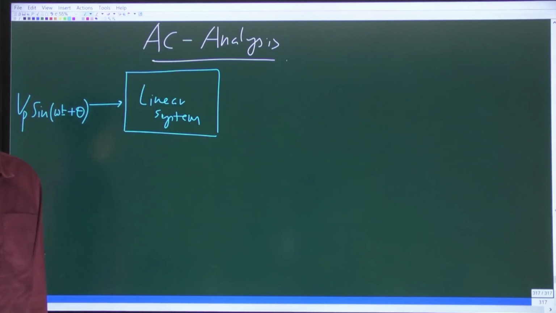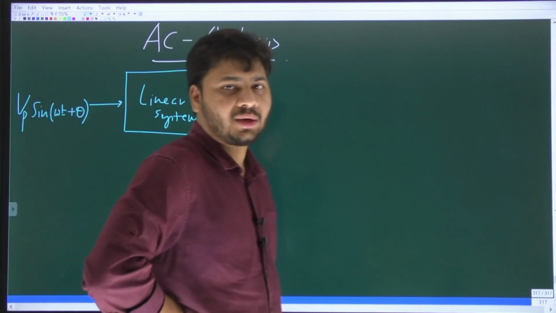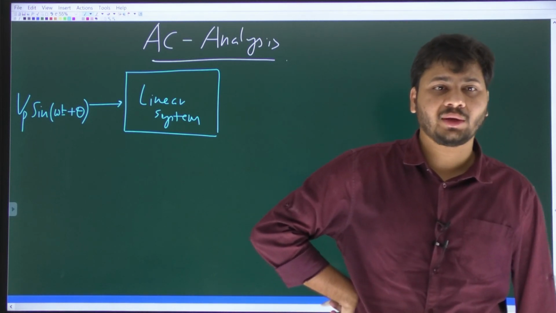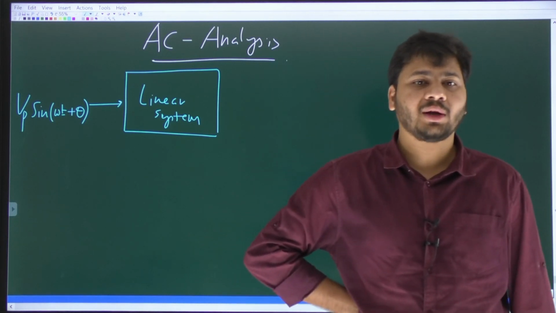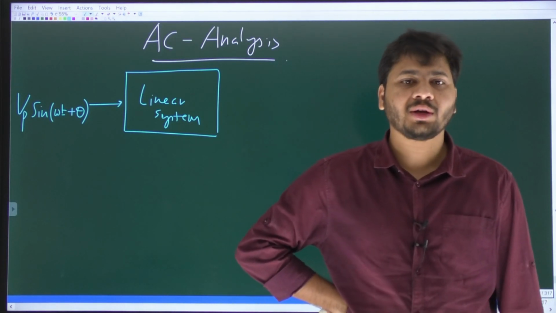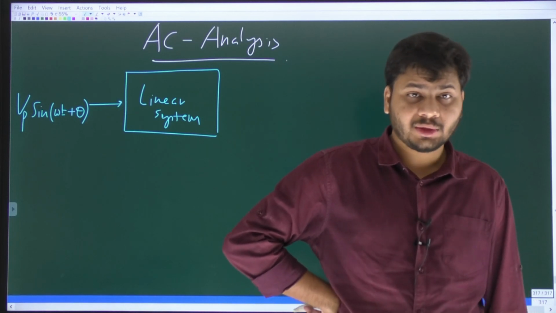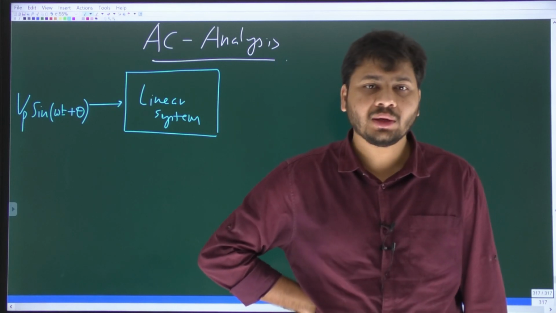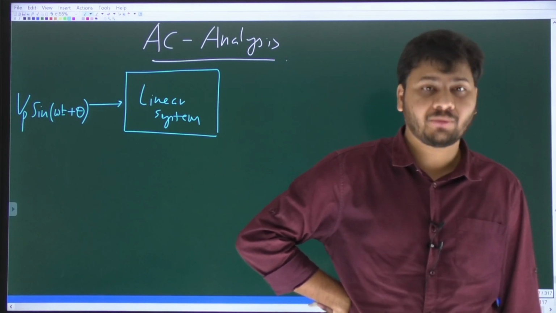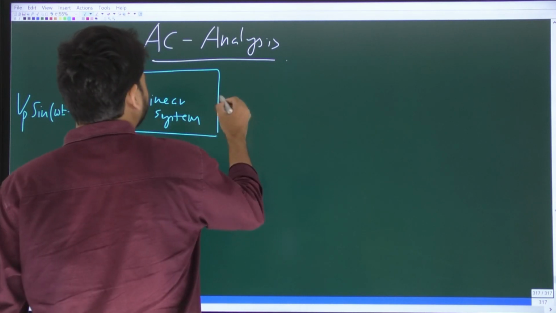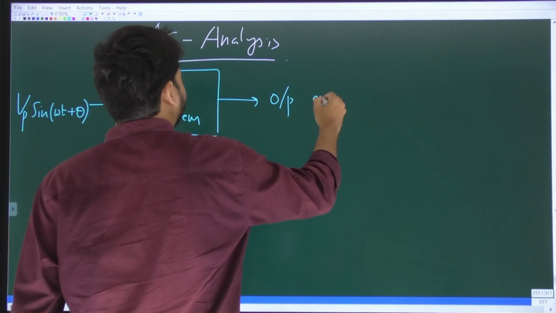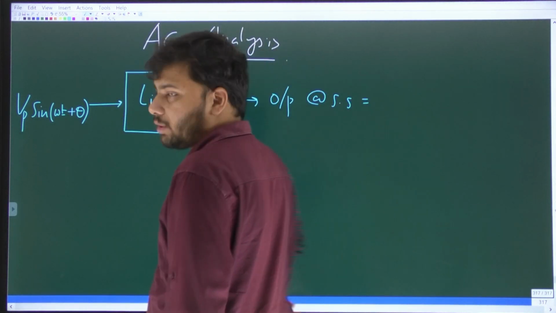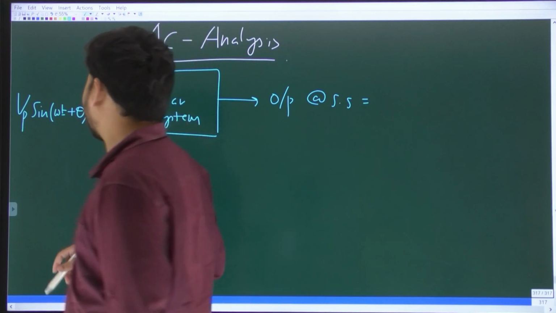Now the property of any linear system is that any linear system for which the input is a sine wave, even the output at steady state will also be a sine wave at the same frequency. This is the most important property of a linear system. If the input is a sine wave, and if the system is linear, then its output at steady state is also a sine wave at the same frequency.